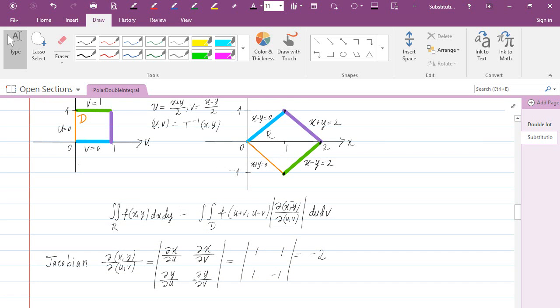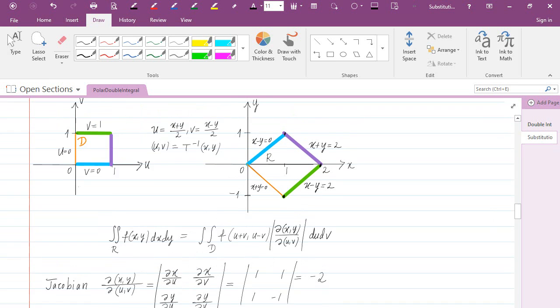So this is, recall, the absolute value of the Jacobian, and the Jacobian is denoted by this symbol, and it is given by this 2 by 2 determinant. The entries in the first row are partials of x with respect to u and v, and the entries in the second row are partials of y with respect to u and v.